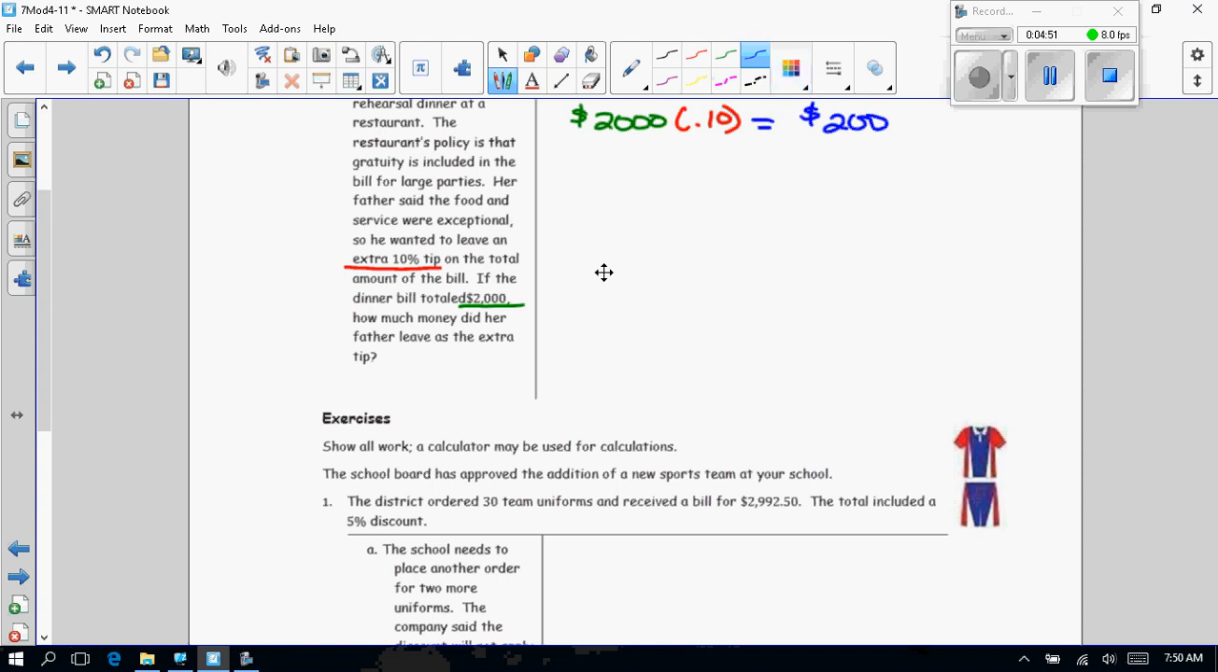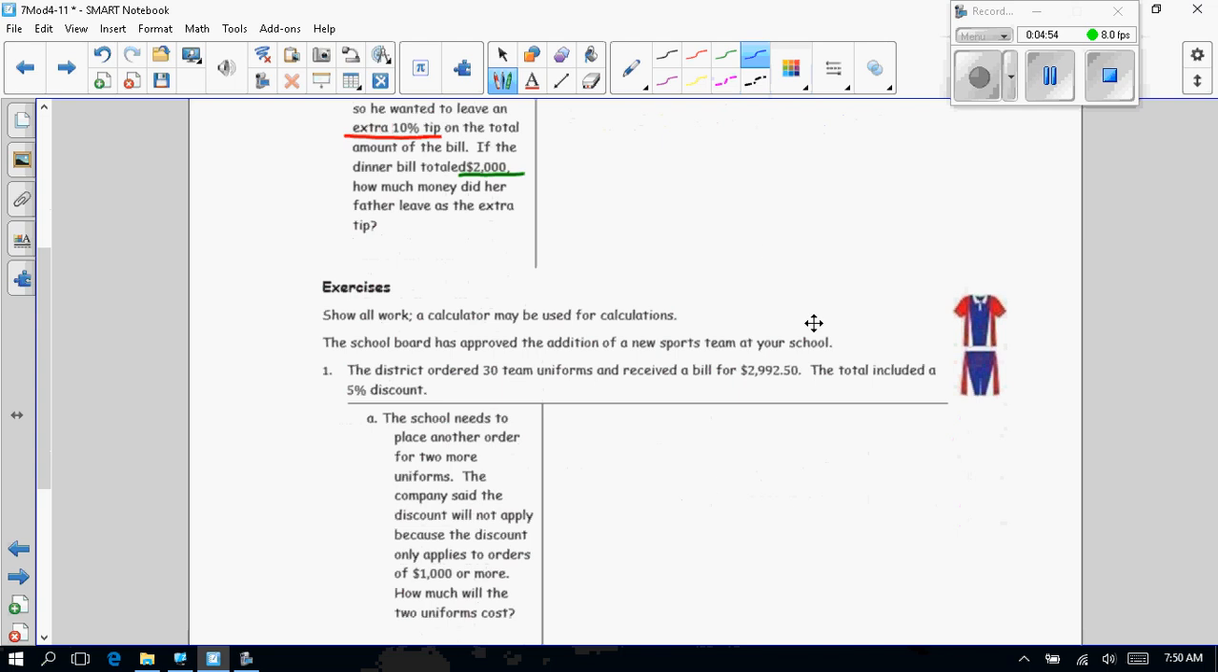We'll talk about it when we get to class. All right. Show all your work. A calculator can be used for these calculations.